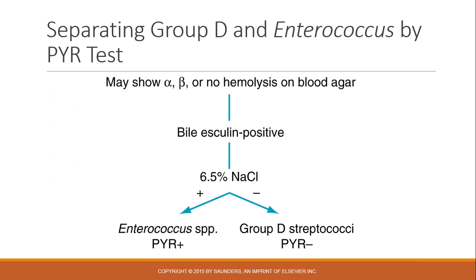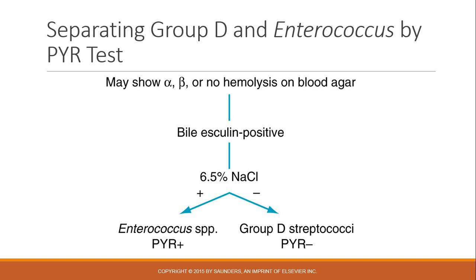So here's just an example. If you've got a catalase negative gram-positive cocci, it can have any kind of hemolysis pattern. You do a bile esculin test and it's positive. That means you either have group D or you have Enterococcus. I've got to differentiate between those two.